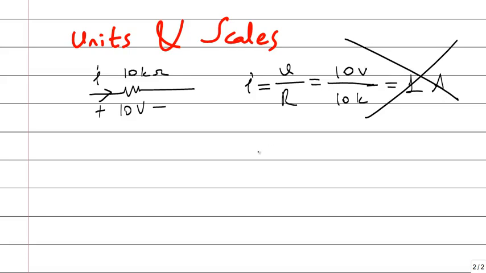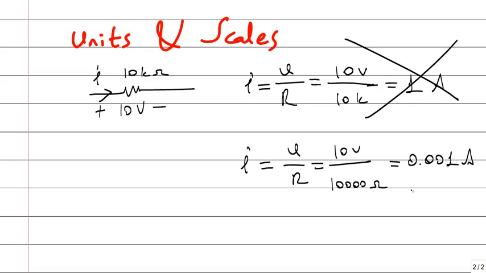Why? Because this is volts. You have to say V divided by R, 10 volts divided by 10 kilo, which is 10,000 ohms, which is equal to 1 milliamps, or you can say 0.001 amps, which is equal to 1 milliamp. So the scales and units are very important.